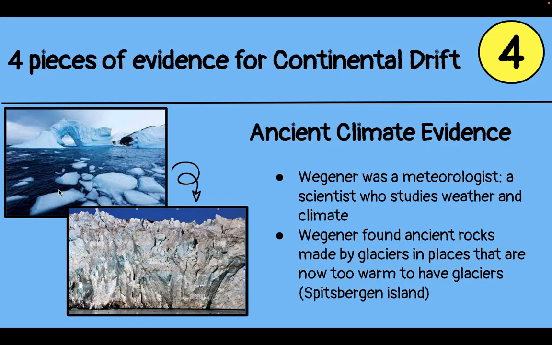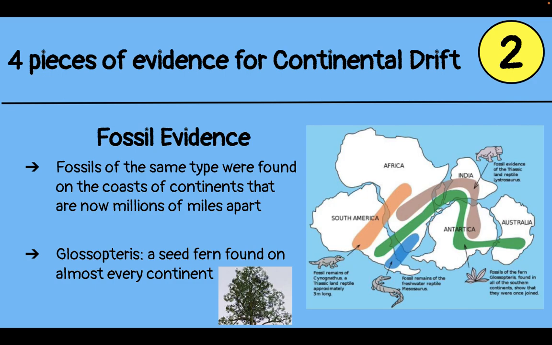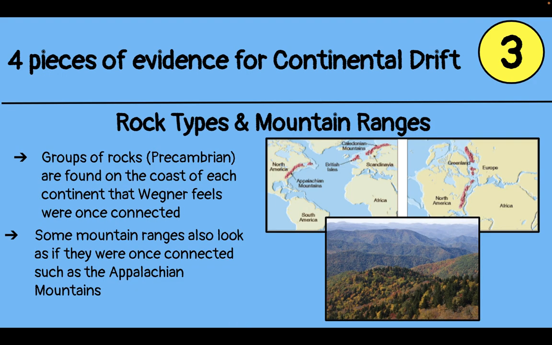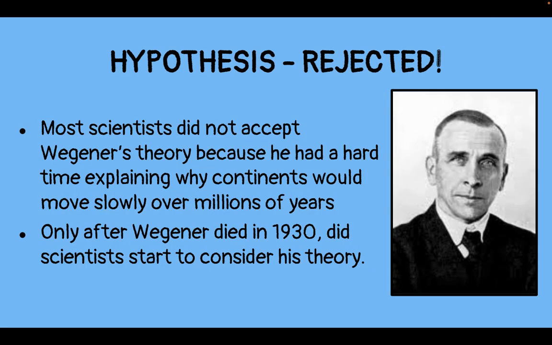So 4 pieces of evidence. The first one is that the continents fit together. The second are some of the fossils that they found. The third are rock types and mountain ranges that were interestingly connected. And the fourth is climate evidence.